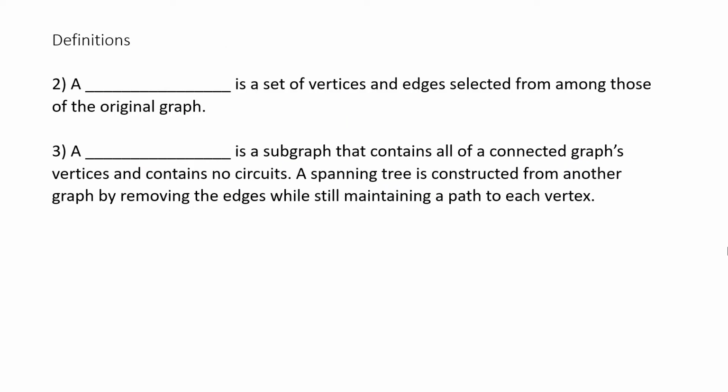Definitions. A subgraph is a set of vertices and edges selected from among those of the original graph. A spanning tree is a subgraph that contains all of a connected graph's vertices and contains no circuits. A spanning tree is constructed from another graph by removing edges while still maintaining a path to each vertex.